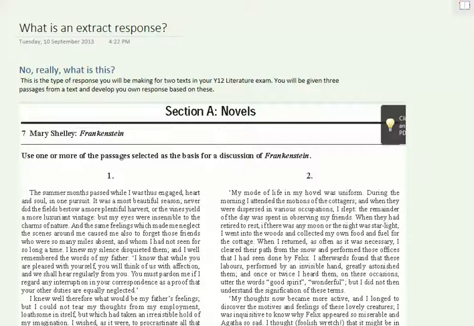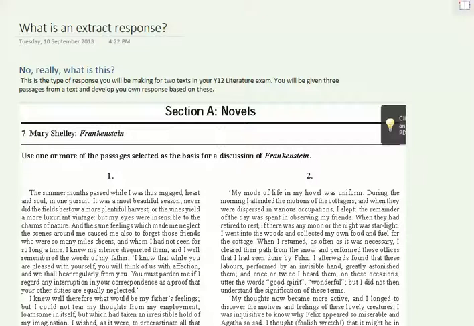And as I've just explained, it's a type of response you'll be doing in your Year 12 Lit exam, and it's the type of response you'll be doing at the end of our unit. You're given 3 passages from a text and you develop a response based on these. As you can see, this is taken straight out of the Year 12 exam. This was on there at the end of last year.